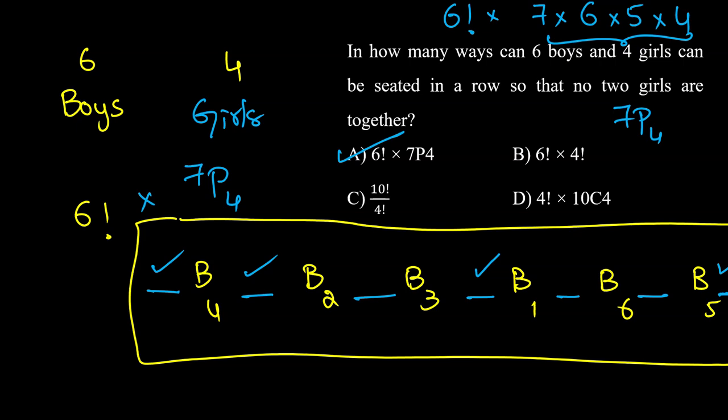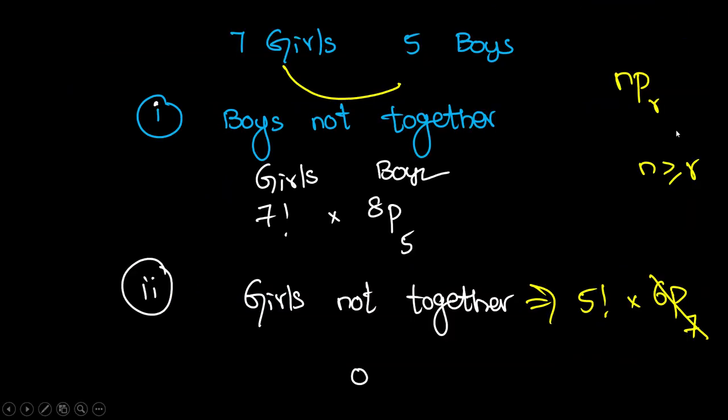So understand the things. They may ask you no two boys together or no two girls together. If it is boys, arrange the girls first. I'm telling you practically what the issue is. Or you can go with the formula way. nPr, n should be greater than or equal to r. If it is 6p7, not possible means 0. There are 0 ways. Don't say option cannot be determined, it's not there. If answer 0 is there, okay.